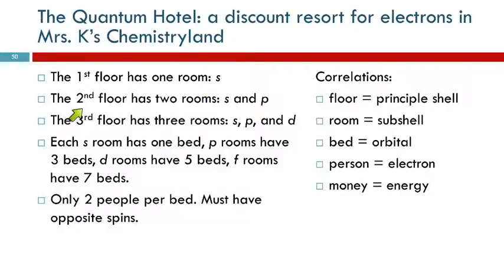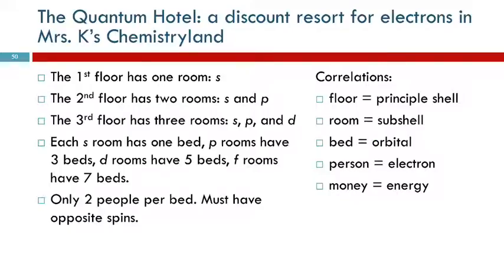The second floor has two rooms, the 2S room and the 2P room. The third floor has three rooms, the 3S, the 3P, and the 3D. The fourth floor has four rooms. There's a pattern here, right? 4S, 4P, 4D, 4F. You with me? Okay, so those floors in the quantum hotel correspond to the principal energy levels or principal shells of electrons in the atom. Each room corresponds to a subshell.